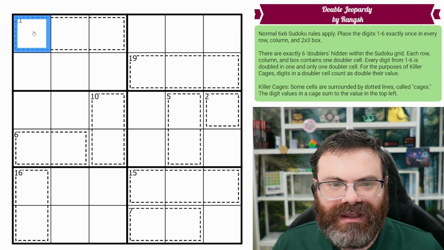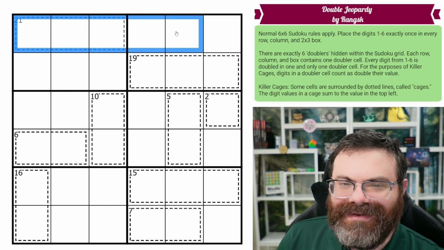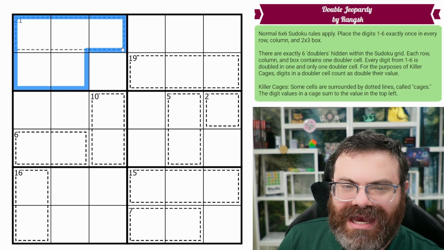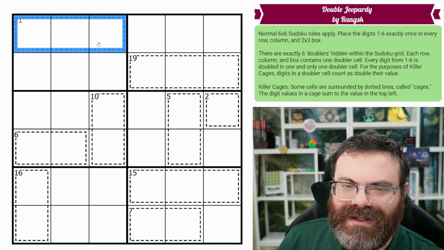21 is very big. If you think about normally in a 6x6, the entire row or the entire box would add to 21. So something's up here. We know there's going to be a doubler in here because we're not going to be able to reach the value.